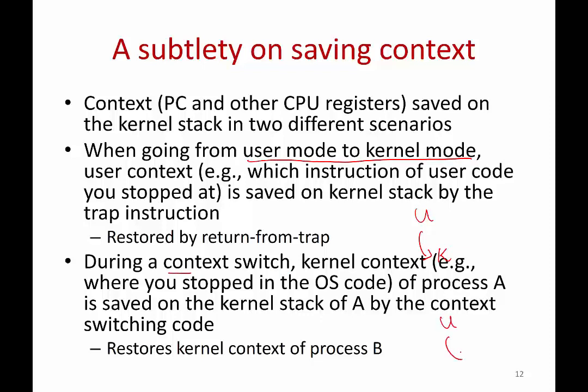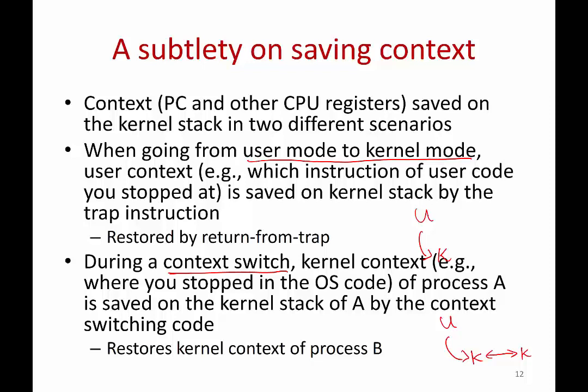So you are in the kernel mode of a process. Then when you switch to the kernel mode of another process, at that point also you save context. You remember where you stopped in the kernel mode of A. You save all those program counters, everything on the kernel stack, and you switch kernel stacks and you restore the kernel context of another process. So there are two different times where you save context.